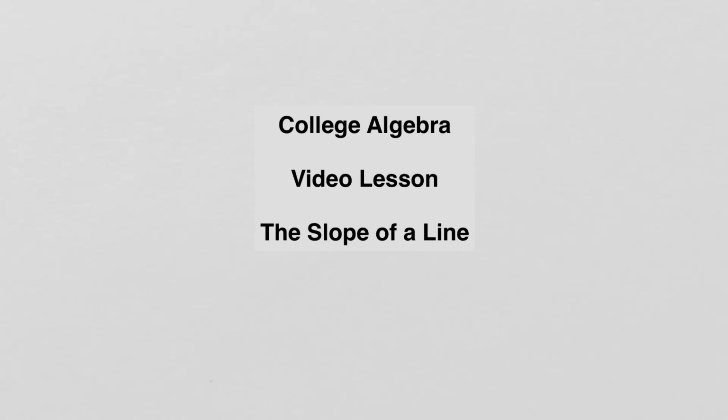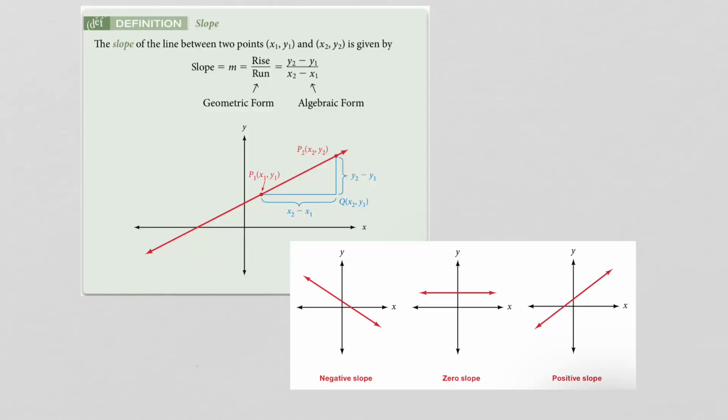The slope of a line. The slope of a line can be thought of as the steepness of a line. So oftentimes we will abbreviate the slope with the letter m, and we can measure the slope by comparing the rise over the run. So if we imagine 2 points on a line, when we move from one point to the other point, we are moving vertically a certain distance and horizontally a certain distance.